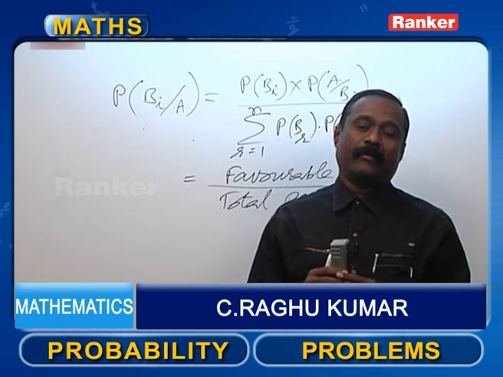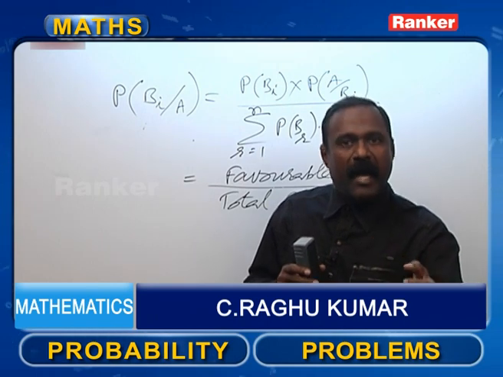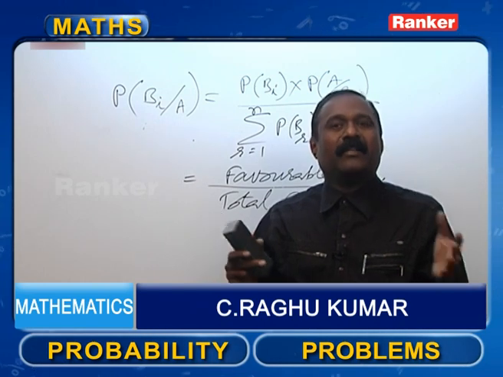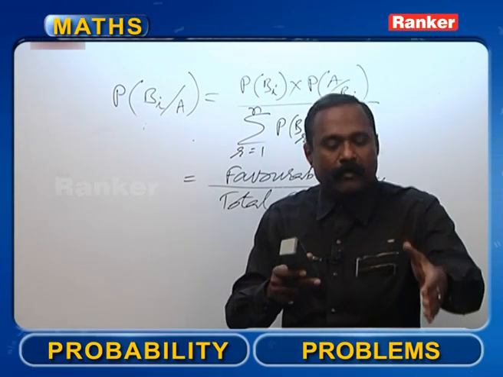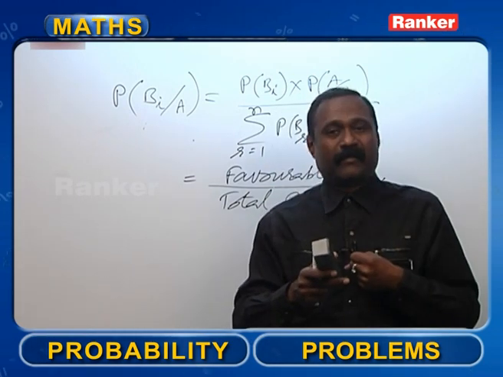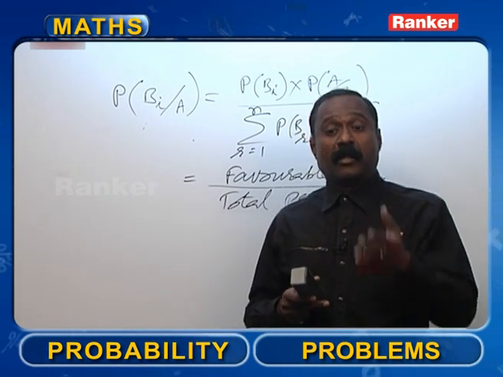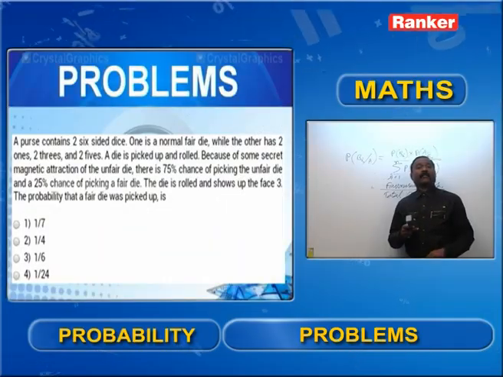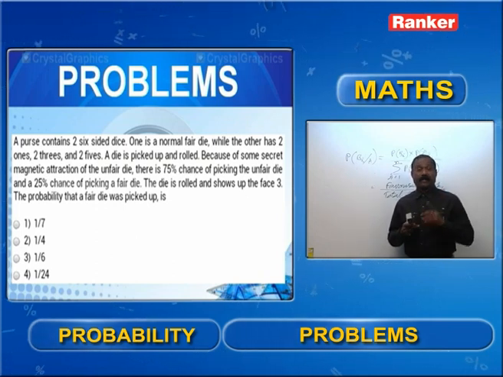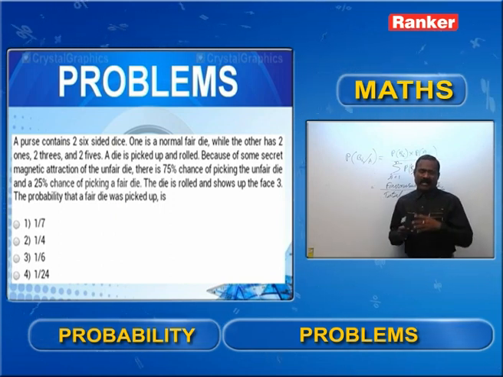Generally, how do you see this problem? When you have 2 fair dice, picking up the first die or the second die, what happens? The chances are equal. That is 1 by 2 is the chance to pick up the first die, and 1 by 2 is the chance to pick up the second die. But in this case, these are biased due to magnetic attraction. The second die can be picked up in 75% of ways. That is 75 by 100, which means 3 by 4. So picking up the fair die is only 1 by 4. That is the data given.